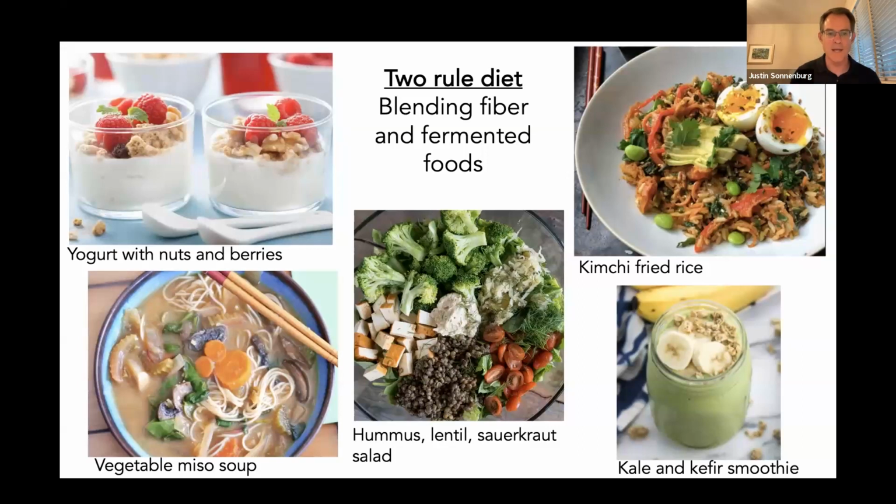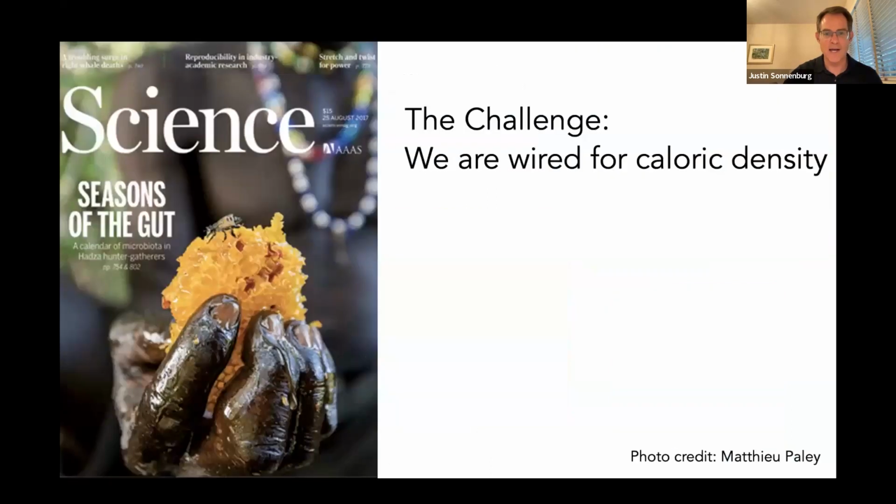So yogurt with nuts and berries, vegetable miso soup, hummus, lentils, sauerkraut salad, kimchi, fried rice, and then of course, the kale, the green smoothie, the kale and kefir smoothie. So these are general ideas for how to incorporate some of these principles into your diet.